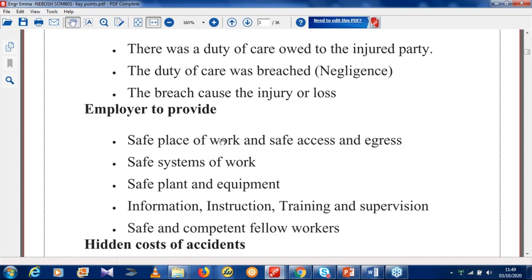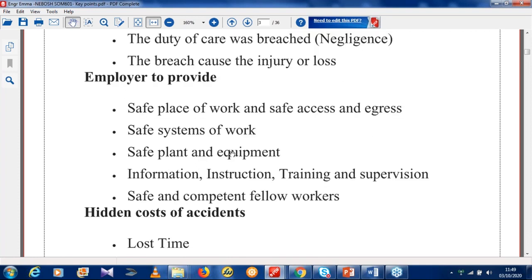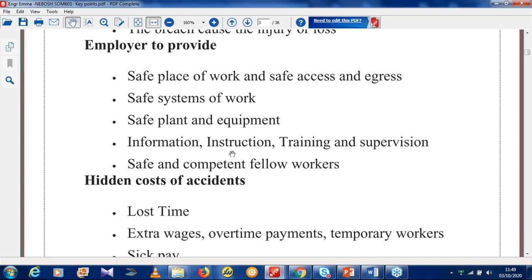The employers are to provide a safe place of work and a safe access and egress. Okay, now safe system of work. You should have safe systems in place that ensure that activities are carried out within the safety regulations that bound such operations.